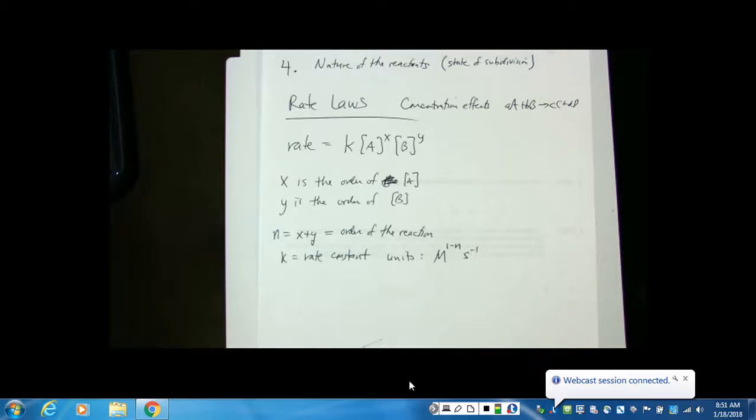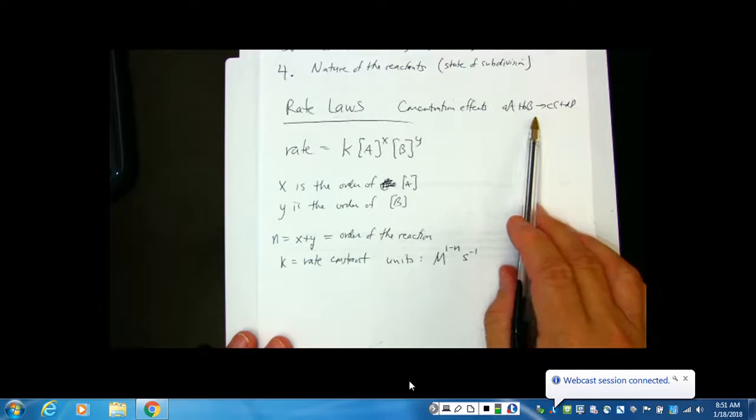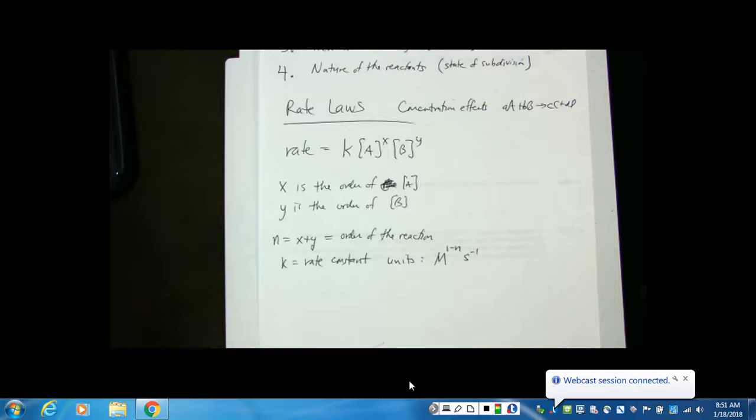Now, if this had been 3 reactants, are there chemical reactions that have 3 reactants? Yes. Do you know how the rate law would be different if this had been A plus B plus E? If there were a reactant E in there, how would the rate law be different?